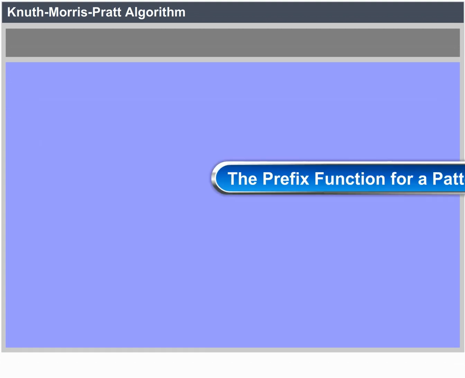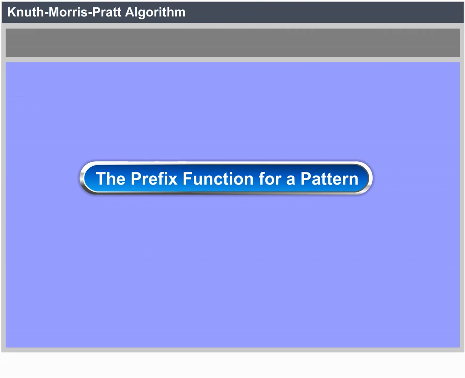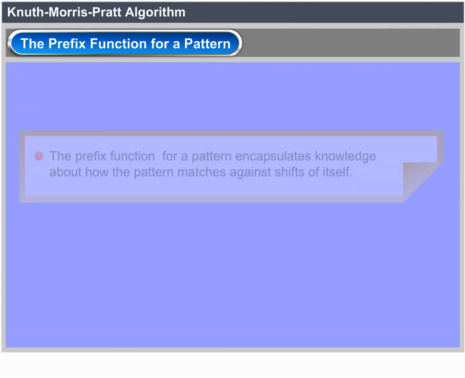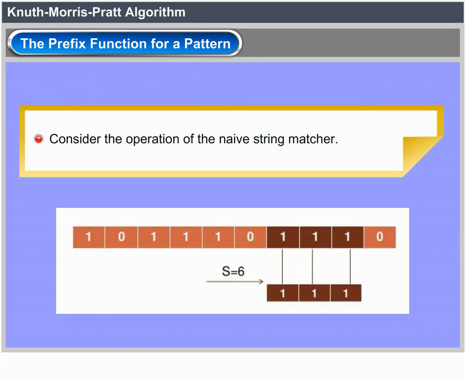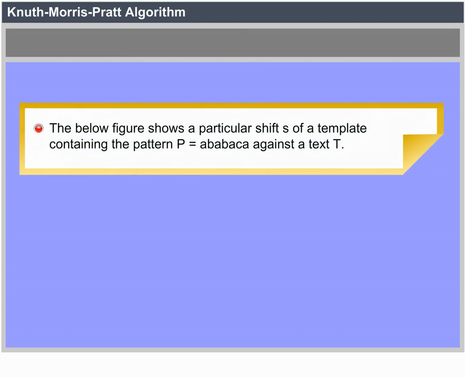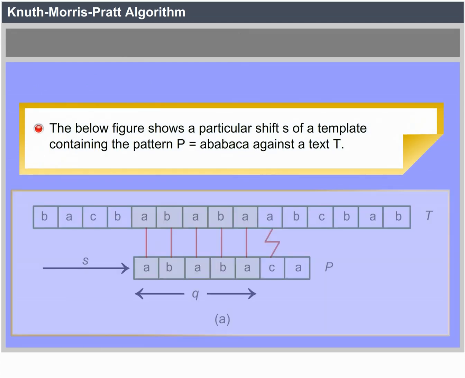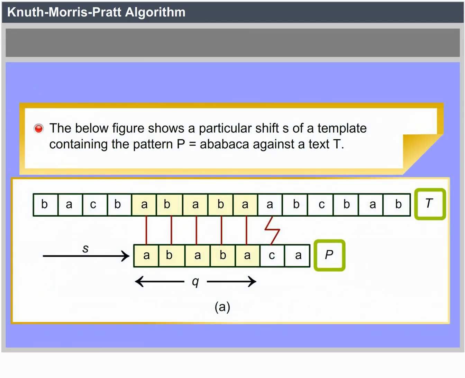The prefix function for a pattern. The prefix function pi for a pattern encapsulates knowledge about how the pattern matches against shifts of itself. Consider the operation of the naive string matcher. The below figure shows a particular shift S of a template containing the pattern P equals A, B, A, B, A, C, A against a text T.